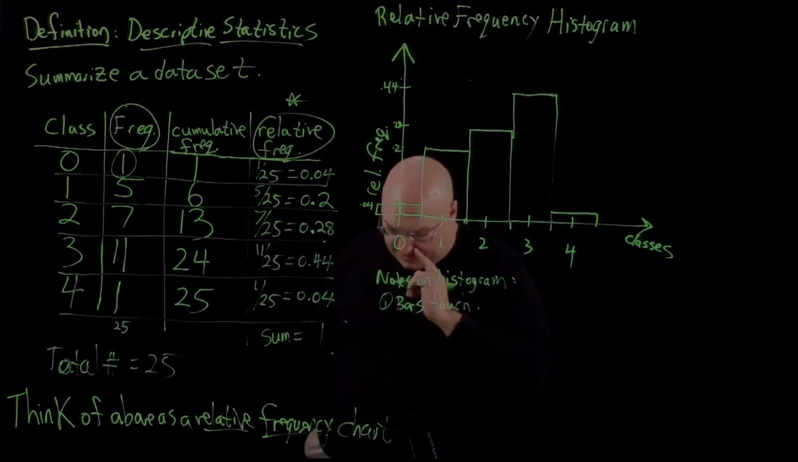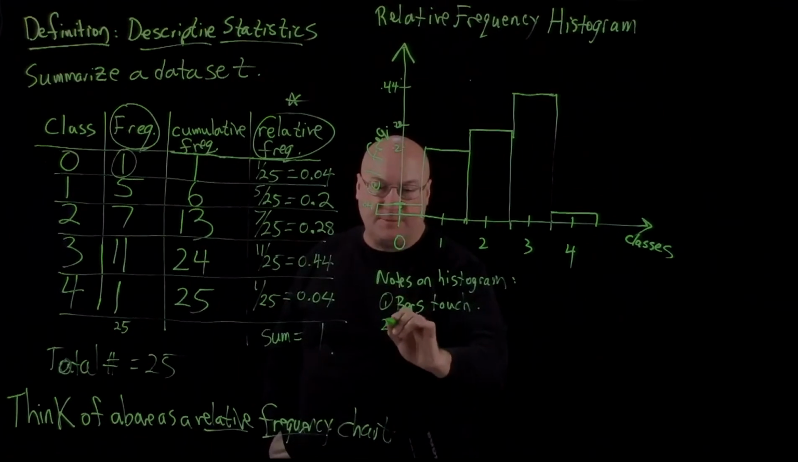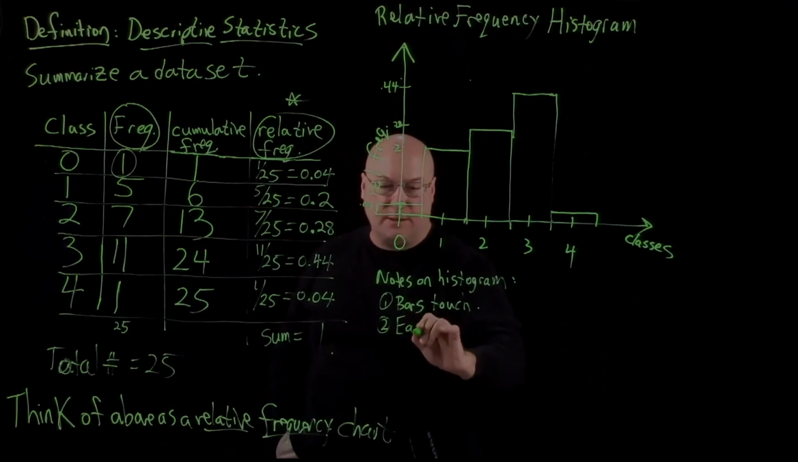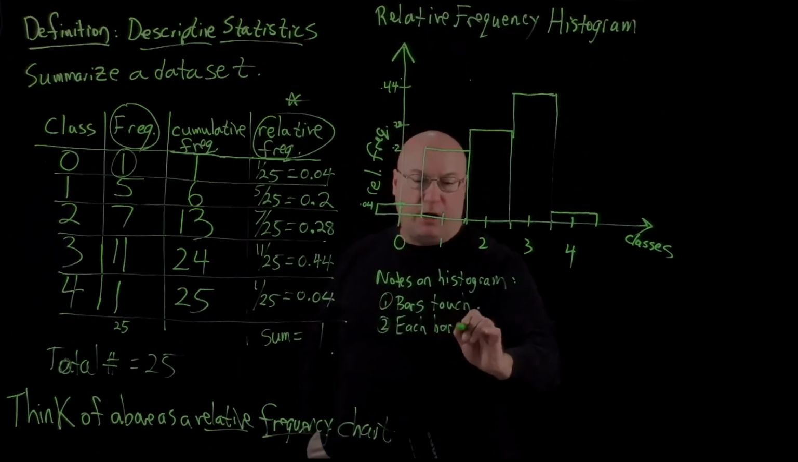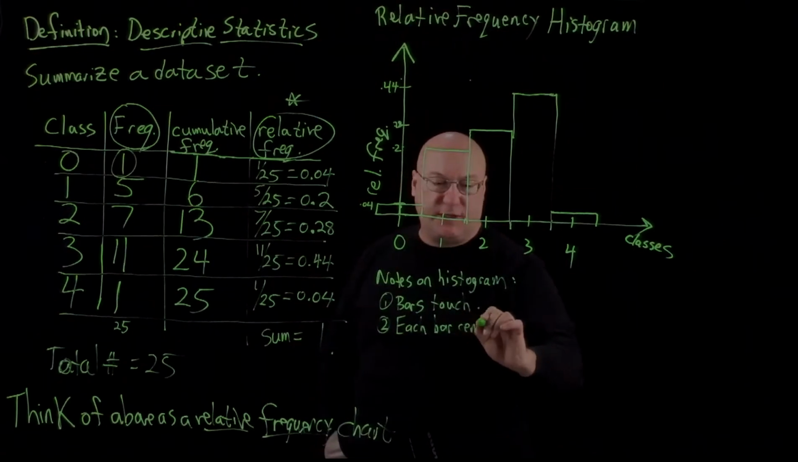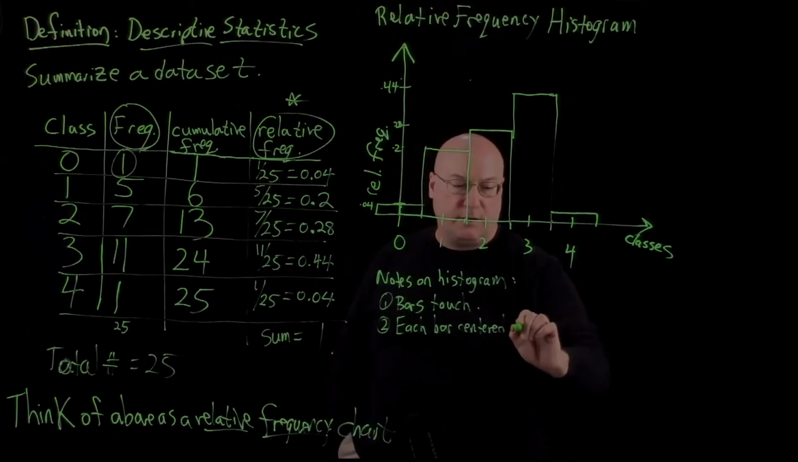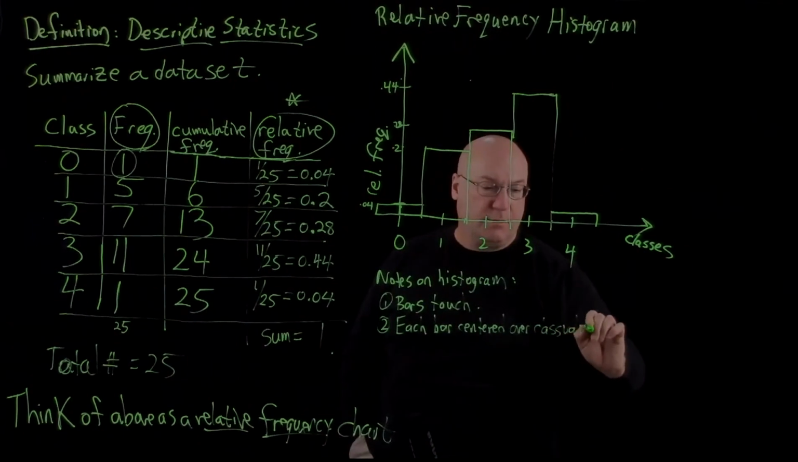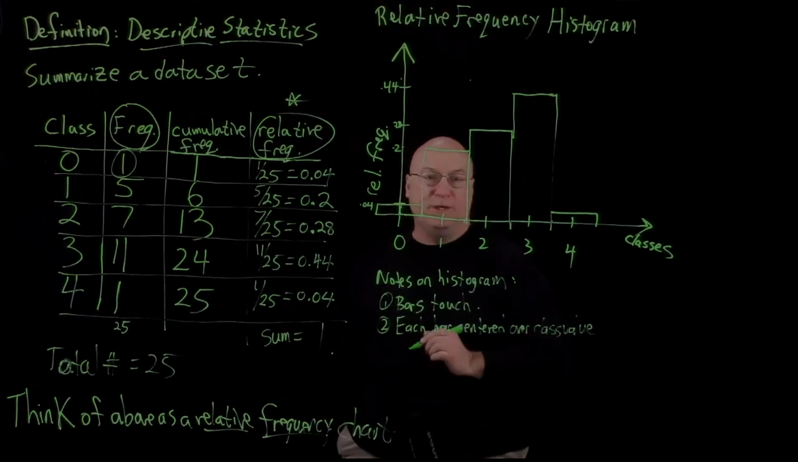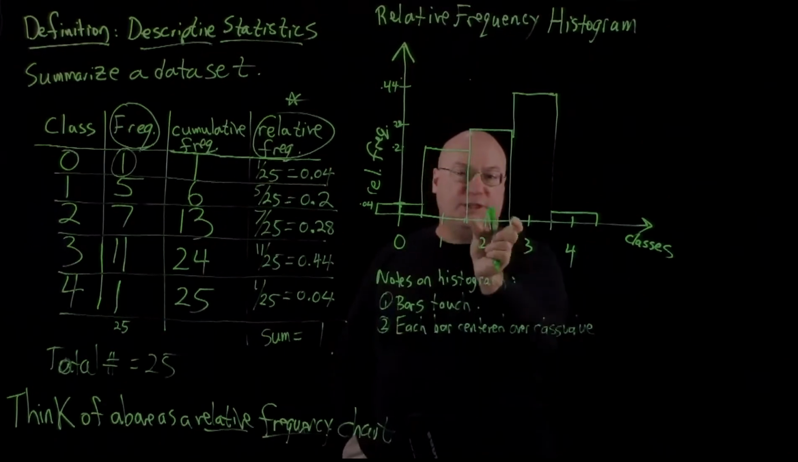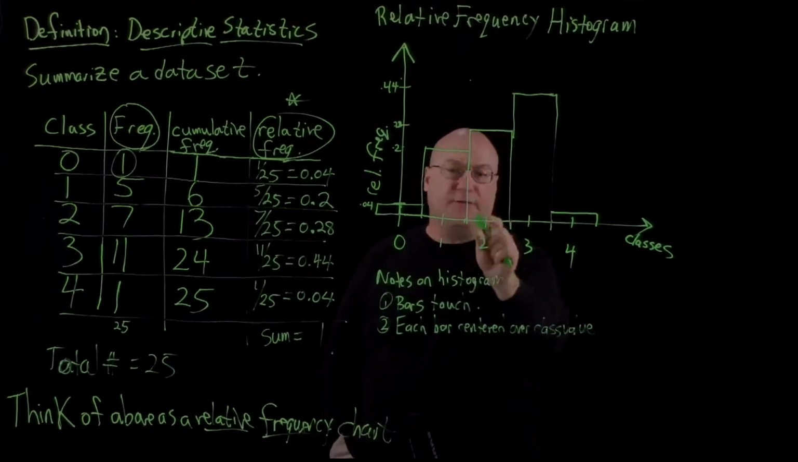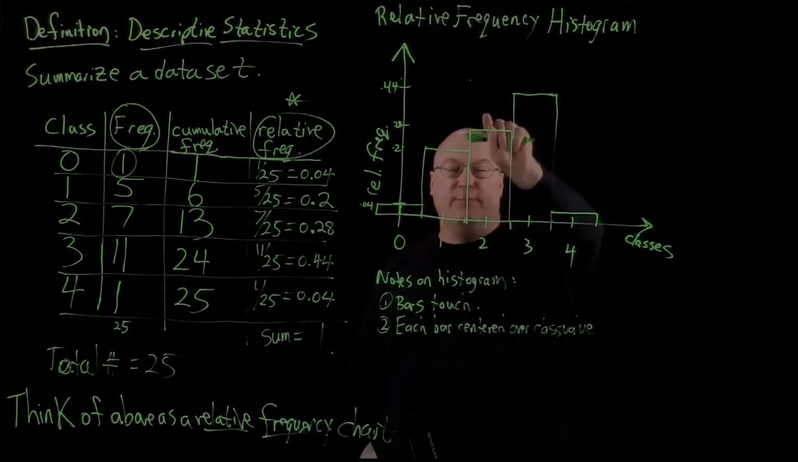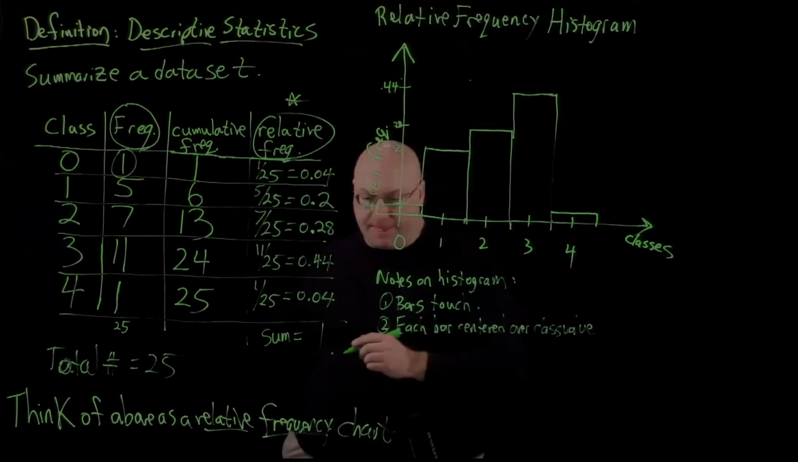Let's see. Each bar is centered over the class value for it, right? So the bar for 2 is centered right over 2. It's supposed to be centered. It's off a little, but the bar for 2 is right above 2. It has 2 right in the middle of it.